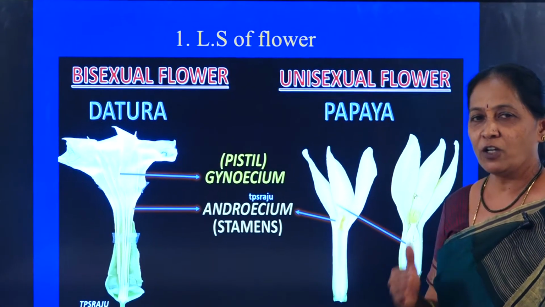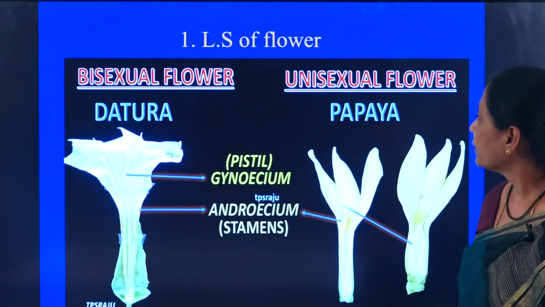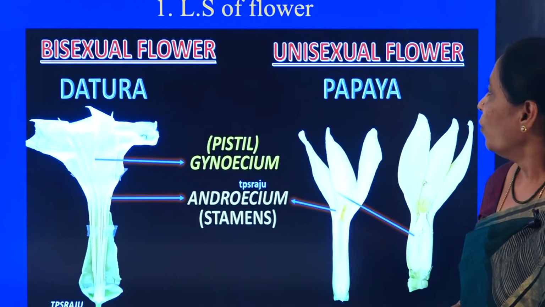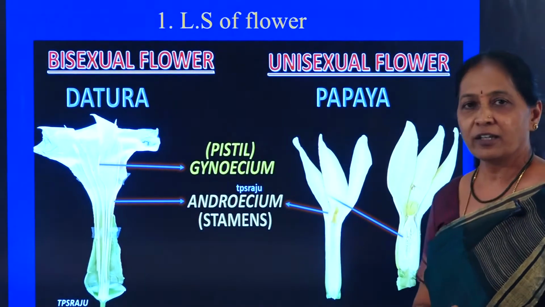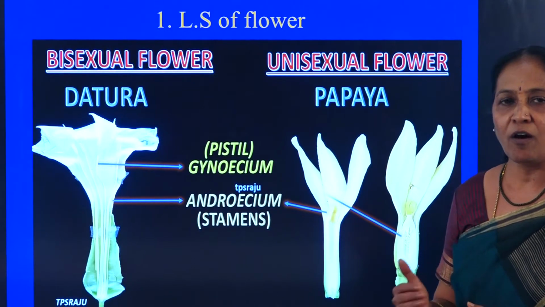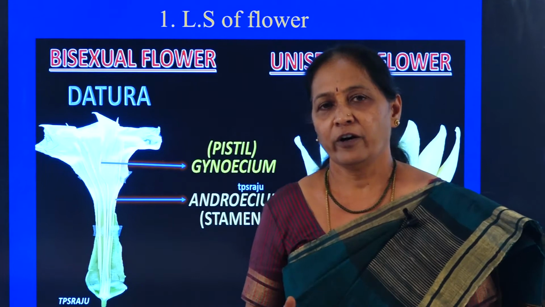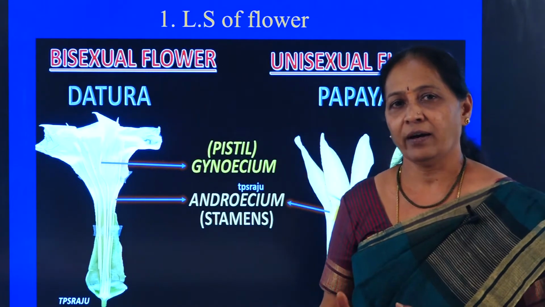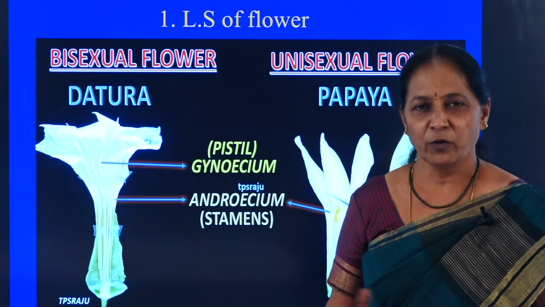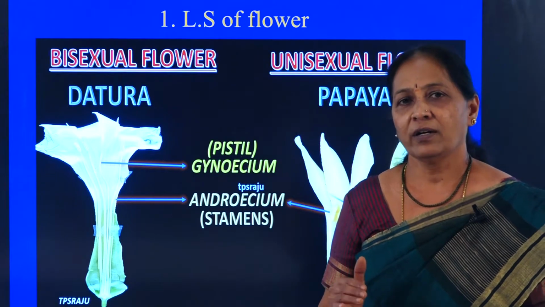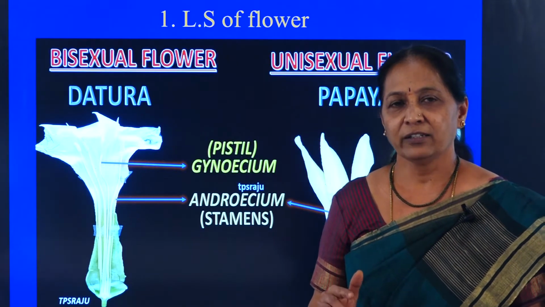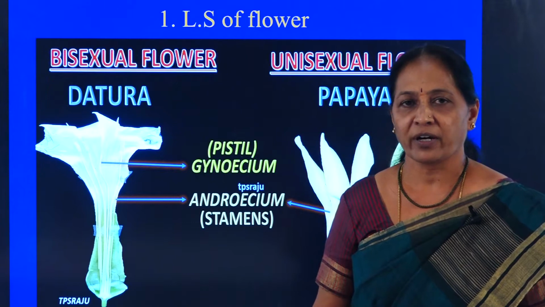When we take a longitudinal section of a flower, it shows either the flower is unisexual or bisexual. So, you already know that there are different kinds of flowers that can be seen there. It may be unisexual. Unisexual refers to the flower possessing either the male or the female reproductive structure.